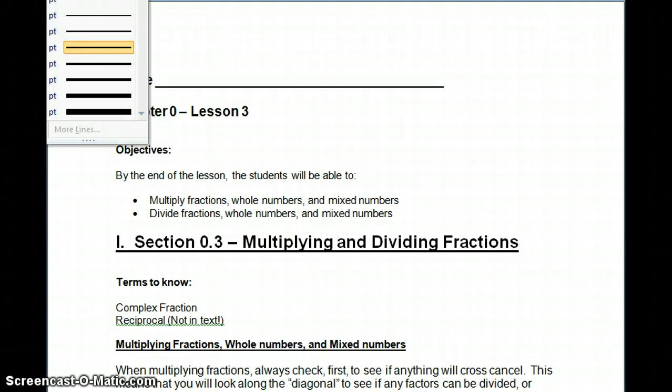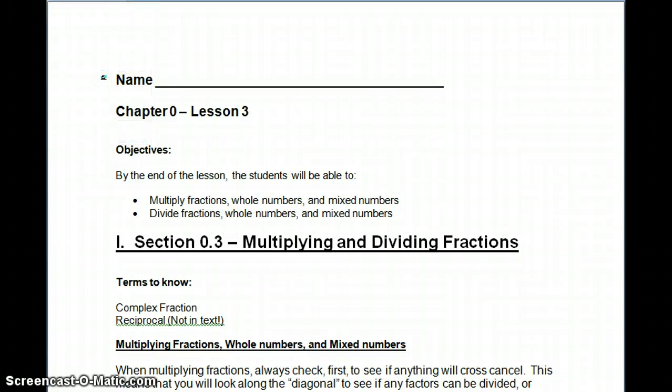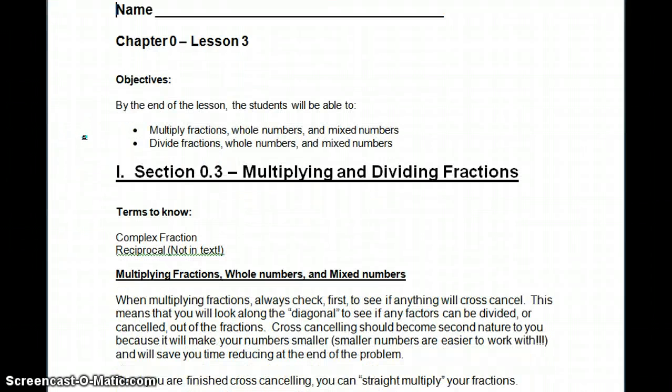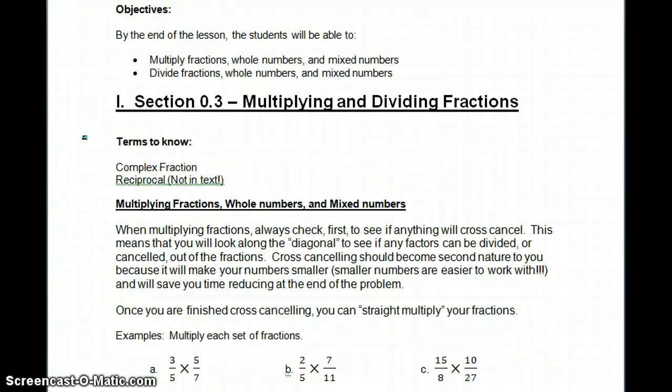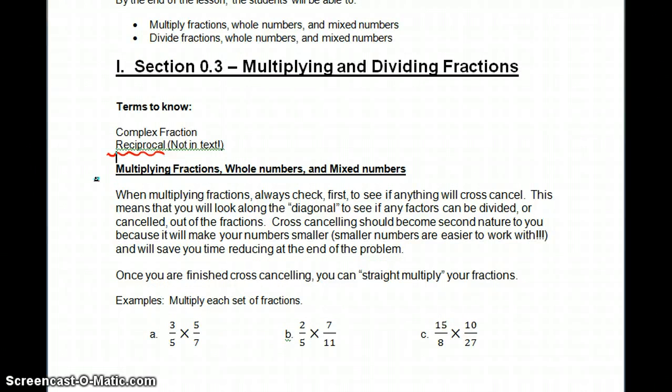In this section, we are going to cover multiplying fractions, whole numbers, and mixed numbers, as well as dividing fractions, whole numbers, and mixed numbers. So our terms to know here are complex fraction as well as the term reciprocal, which is not in your textbook. So please make sure that you understand what this term is, because it's a very important term in algebra and beyond, and it's not in your text. So I want you to make sure that you understand what this term is.